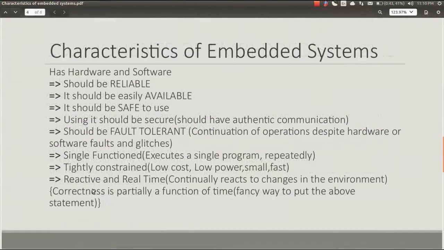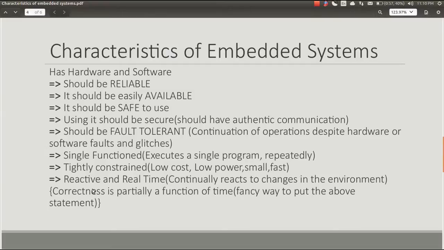Characteristics of embedded systems. They should be reliable, easily available, should be safe, should be secure, that is, they should have authentic communication. They should be fault tolerant, meaning they should continue to operate despite hardware and software faults and glitches. Many of them are single function, that is, they execute a single program repeatedly with the help of interrupts and subroutines. They should be tightly constrained, they should have low cost, they should dissipate low power, they should be as small and as fast as possible.